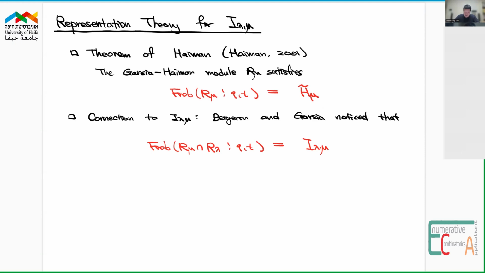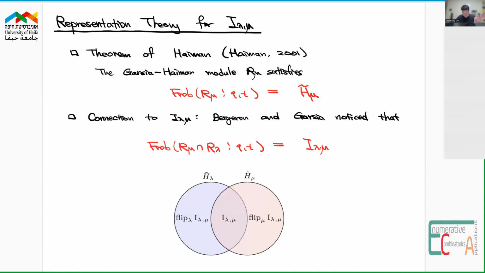And what Bergeron and Garcia noticed is that this Butler symmetric function I lambda mu is actually the Frobenius characteristic of the intersection of two Garsia-Haiman modules, R lambda and R mu. Thereby, Schur positivity follows. So they have not proved it, but they have a computation and conjecture this connection. I just said the blue parts are the intersection, but it was not just a metaphor.